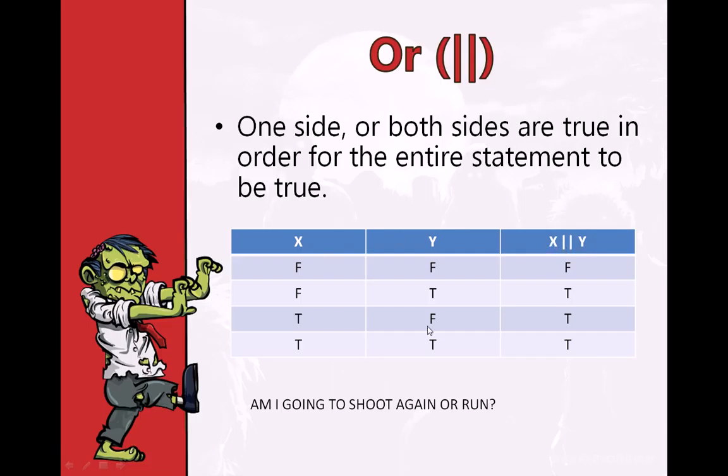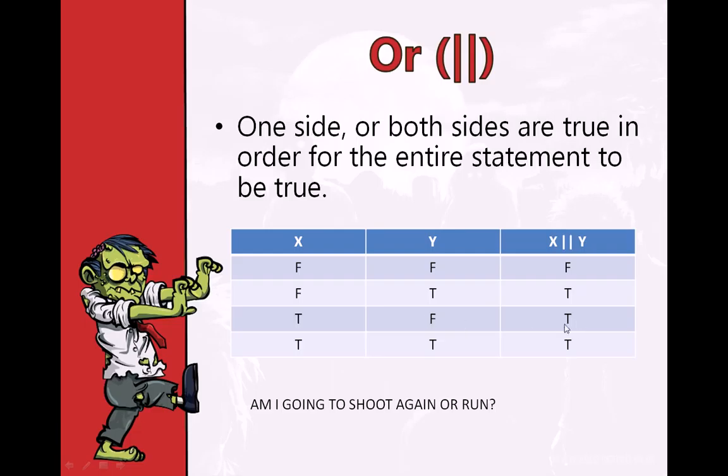If X is false or Y is false, then X or Y is false. If X is false or Y is true, then X or Y is true, because one side or the other can be true in order for the entire statement to be true. If X is true or Y is false, then X or Y is true. If X is true or Y is true, then X or Y is true.